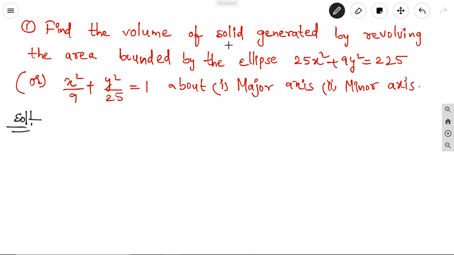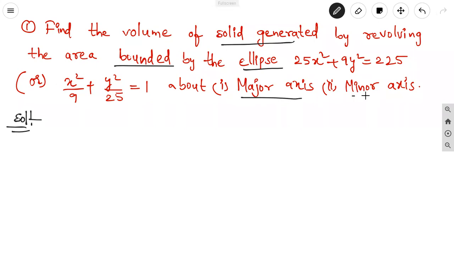Find the volume of the solid generated by revolving the area bounded by the ellipse 25x² + 9y² = 225, or x²/9 + y²/25 = 1, about the major axis and the minor axis. It is also important.